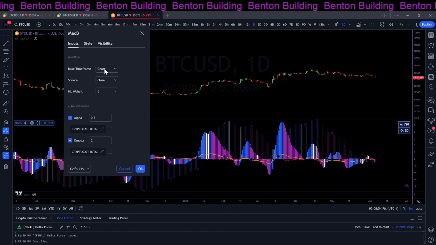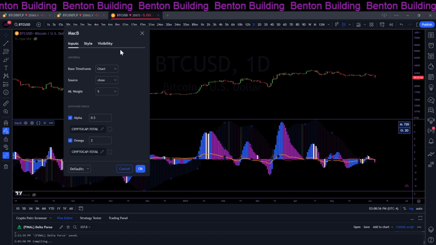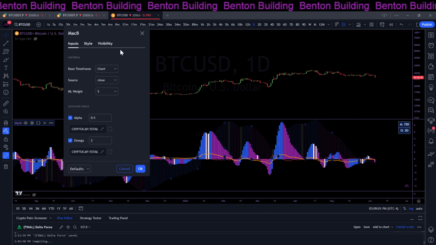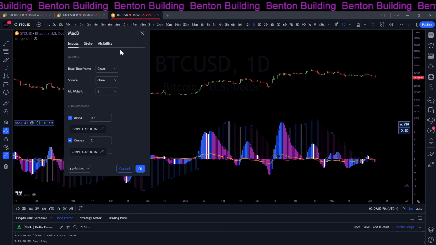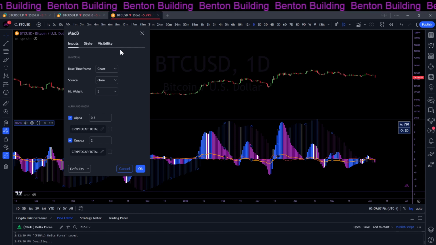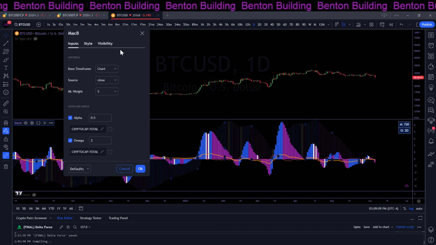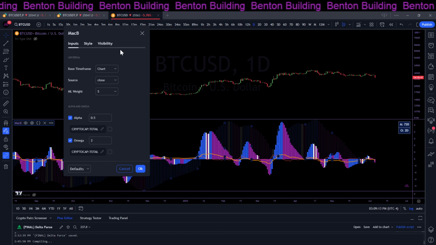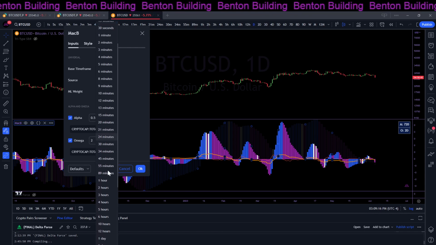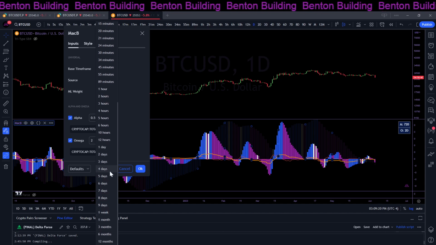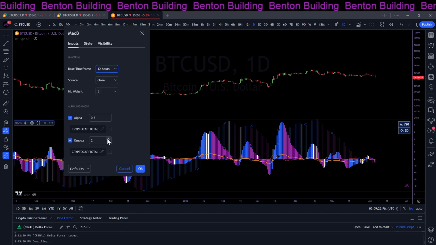You have a base time frame. So if we remember again that the alpha and omega are just a formula with different time frame multiples, so either a 0.5 or 2 in this example, the base time frame is just what that's applied to. So if this is on chart, we're applying it to a daily time frame. If I was to set this to, let's see, what makes sense? Like a 12-hour.